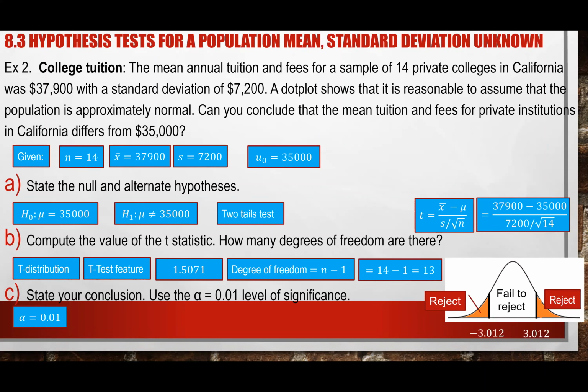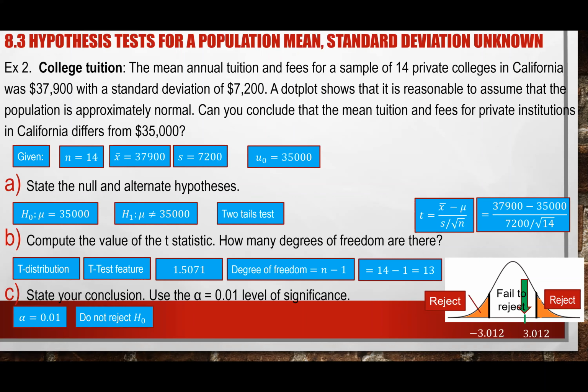And again, look at my t-test. You did the t-test here. Where is 1.5? Is 1.5 to the left of 3 or on the right of 3? Hopefully you see that it's on the left of 3, in the middle right here. That's where 1.5 is, which is in the do not reject region.